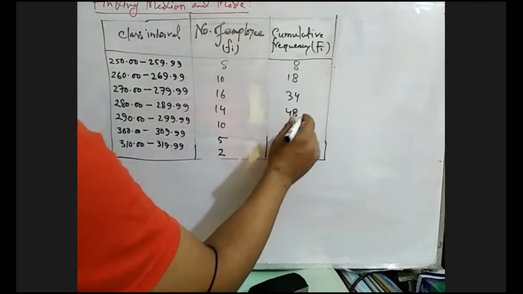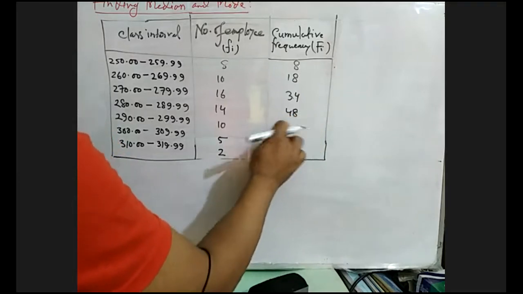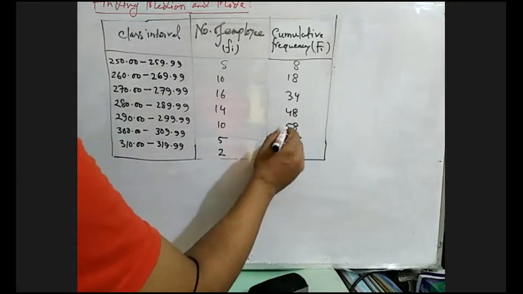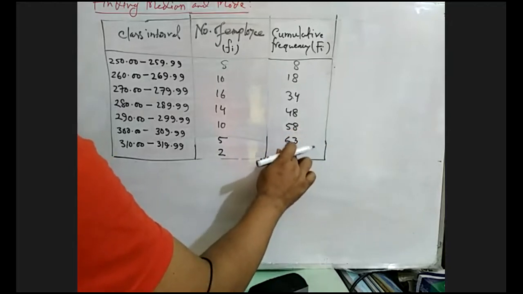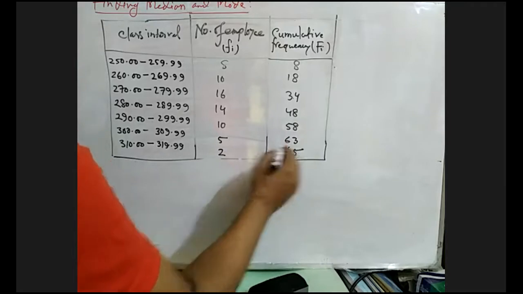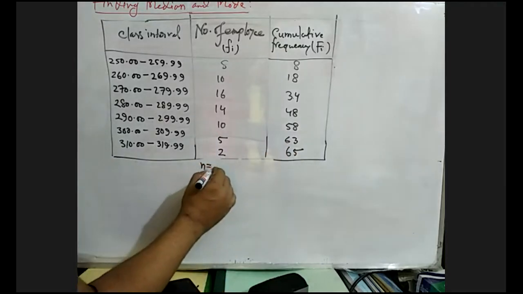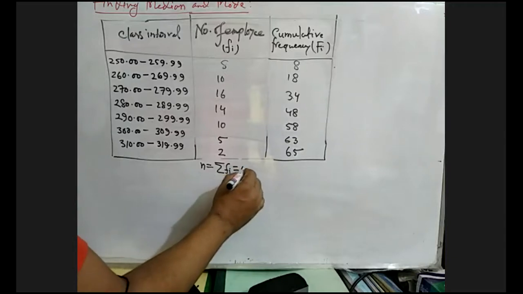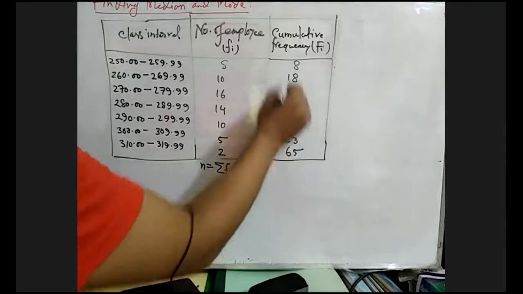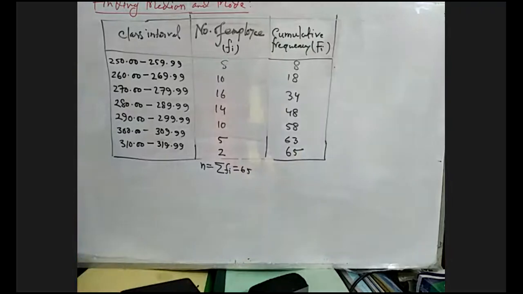48. And this will be 58. And this will be 63, and last one at last will be 65. Remember, this total number of frequency or summation fi will be 65, and this 65 and this last cumulative frequency will be same.